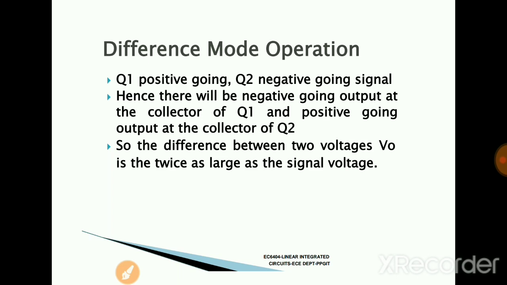So this difference between the two voltages will be twice as large as the normal voltage, that is, V0 will be V1 minus V2, and when this V0 is amplified, we get the proper output of the differential amplifier. So the differential amplifier must operate in the differential mode. In differential mode operation only, we will get the output in a perfect manner.